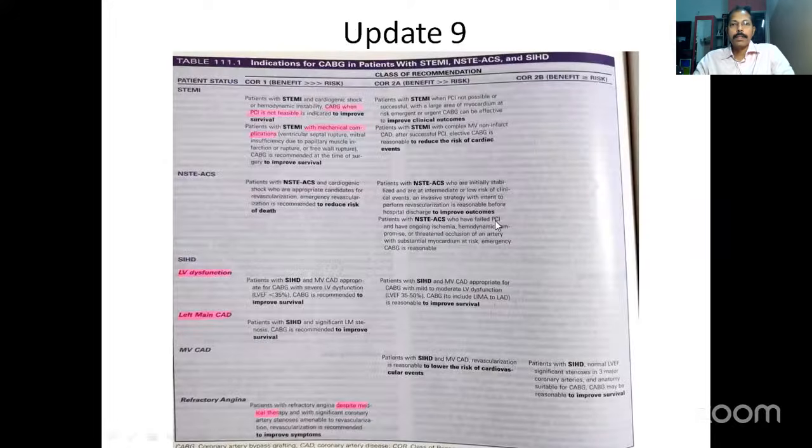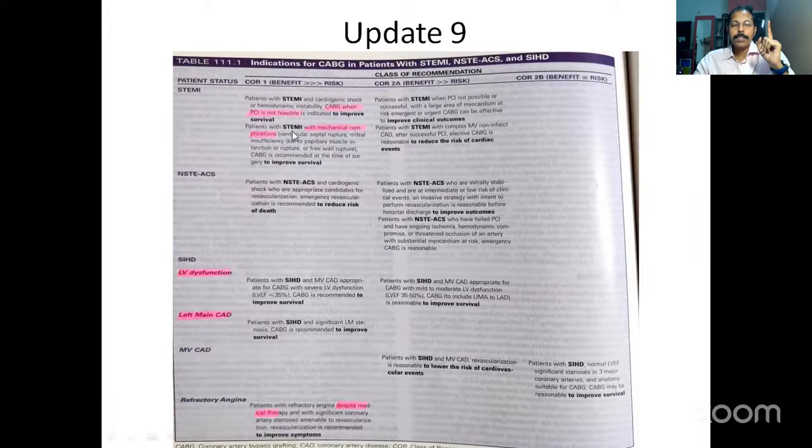And this table has clearly shown the benefit of CABG. When to do CABG? A patient presenting with STEMI. STEMI is ST elevation MI, and NSTEMI is non-ST elevation MI. Okay. So for a patient with STEMI, when PCI is not feasible, CABG will be the choice.